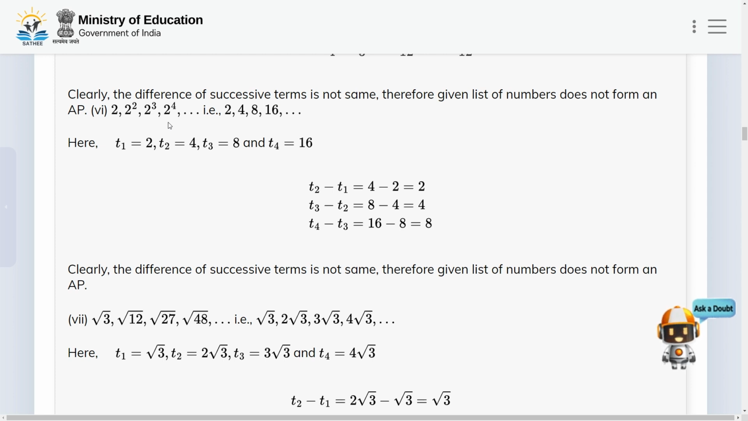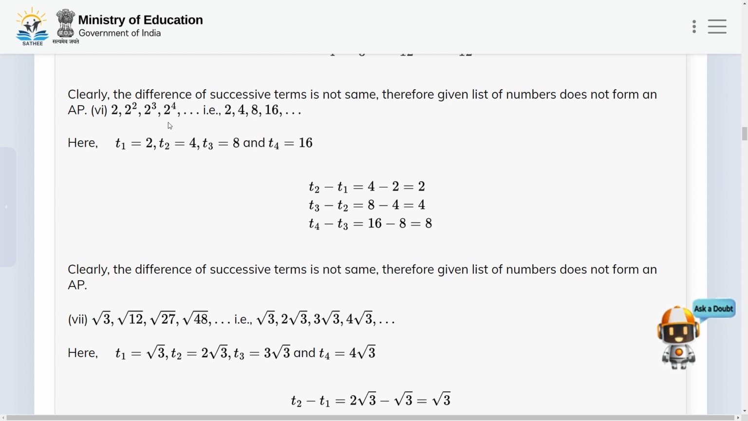So here if we take the difference, then we will get T2 minus T1 is equal to 4 minus 2, and this is equal to 2, and T3 minus T2 is equal to 8 minus 4, and this is equal to 4, and T4 minus T3 is equal to 16 minus 8, and this is equal to 8. Okay, so clearly T2 minus T1 does not equal T3 minus T2.